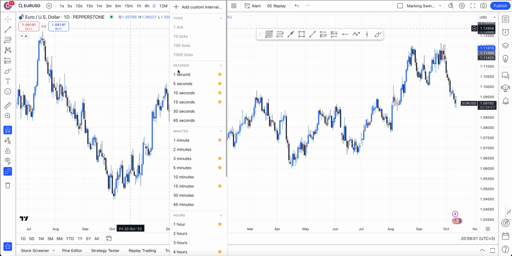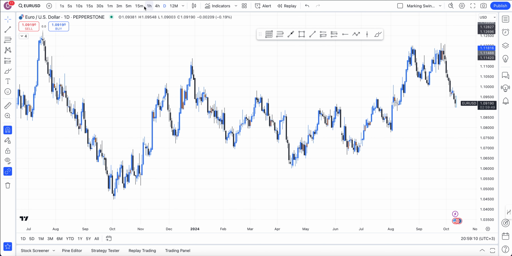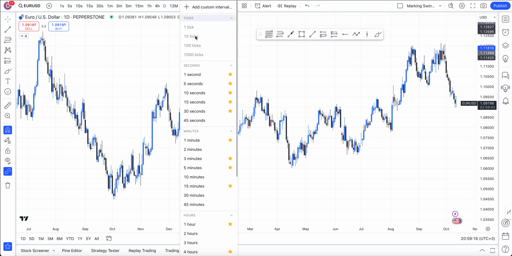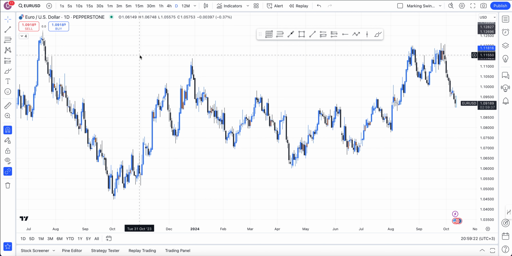I've just marked mine. If I want 30 minutes, I just add it to favorites, then it appears on top here, right? So for this daily chart, this is the Pepperstone market structure.